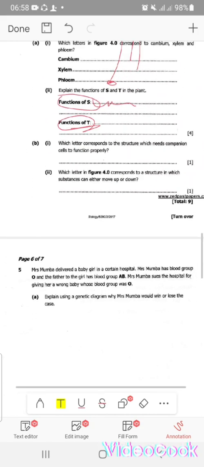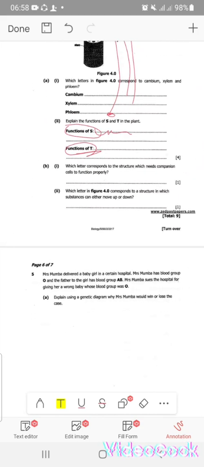Okay, now the last question of section A from genetics. Mrs. Mumba delivered a baby girl in a certain hospital. Mrs. Mumba has blood group O, and the father of the girl has blood group AB. Mrs. Mumba sues the hospital for giving her a wrong baby whose blood group was O. Explain using a genetic diagram why Mrs. Mumba would win or lose the case.